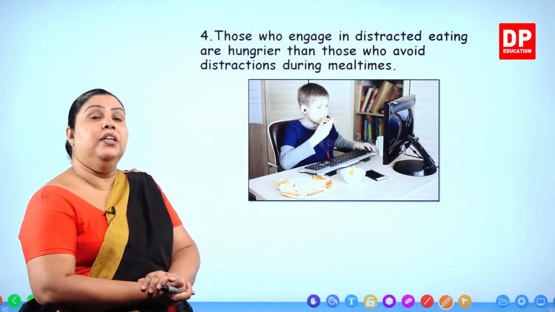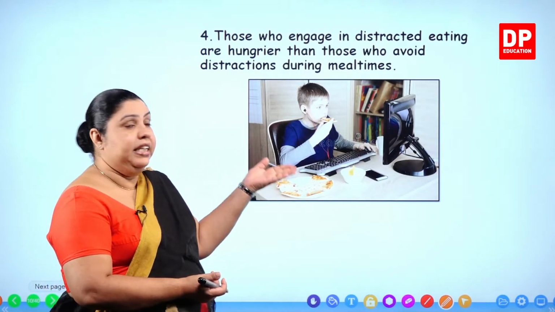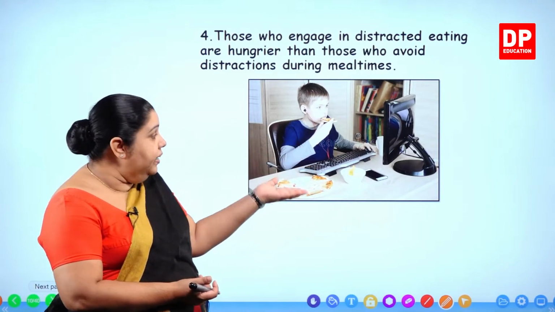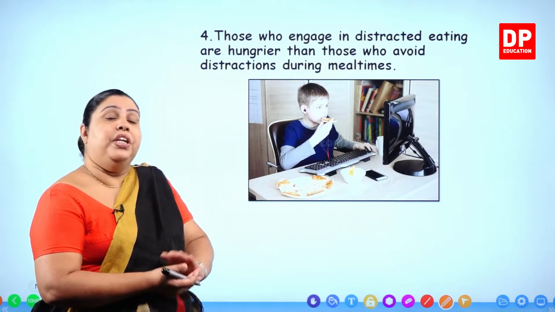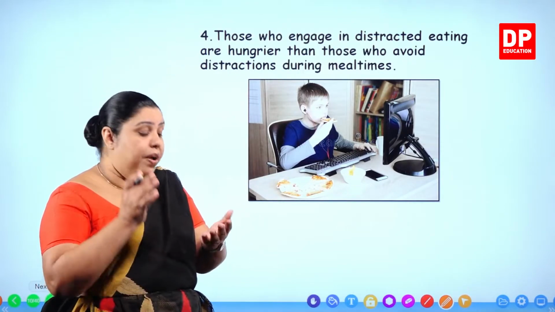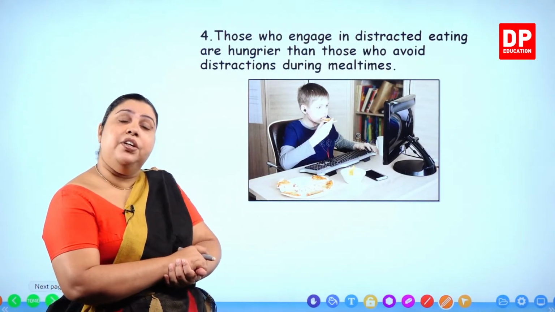Look what he's doing. Now he's having his meals and he's looking at his computer. So when you're eating, you have to concentrate on the food that you're eating.